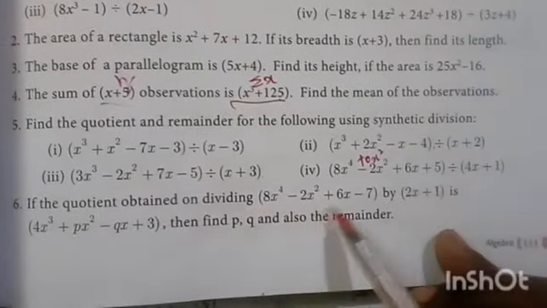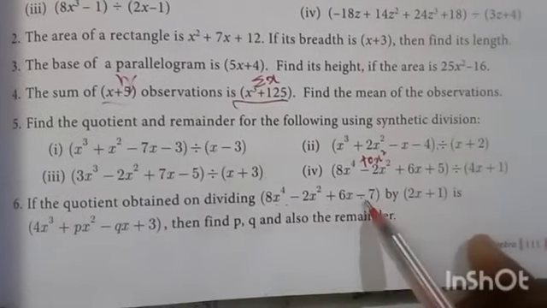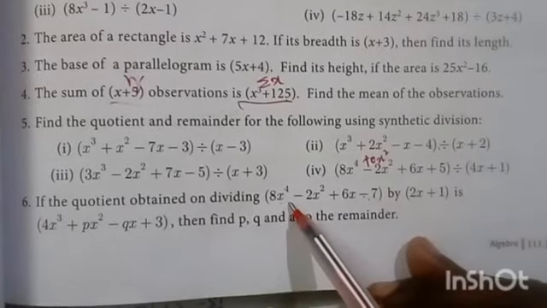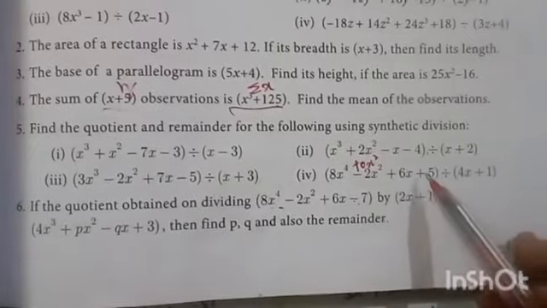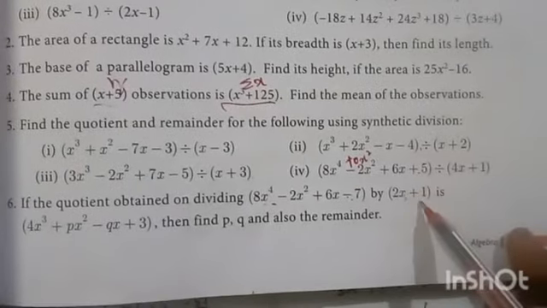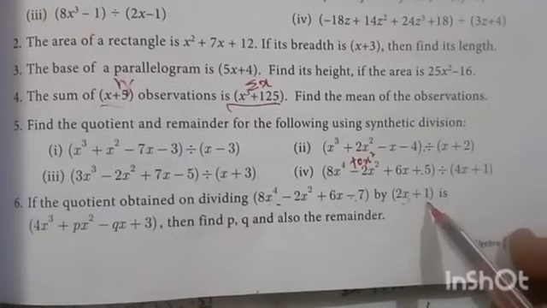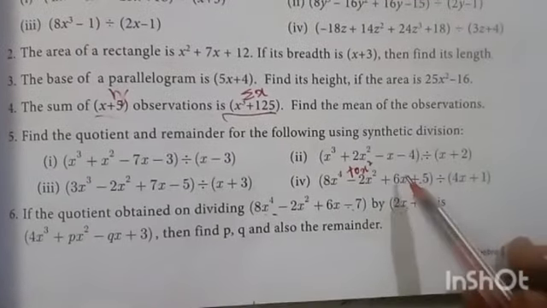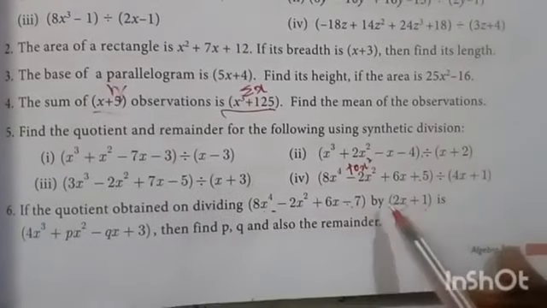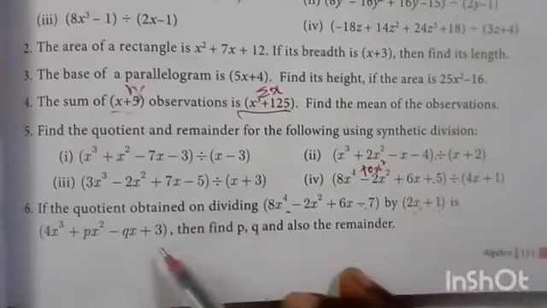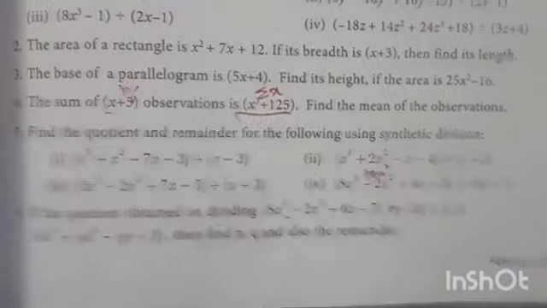Now you have to consider the given expression. Here it is not in a standard form, so you have to make it a standard form, that is, the x cube term is missing. So you write plus 0x cube. Then it is the same as the fourth problem, where 2x plus 1 is the divisor. So we follow the same way as the previous problem, then compare the quotient with the given quotient to get the values of p and q.